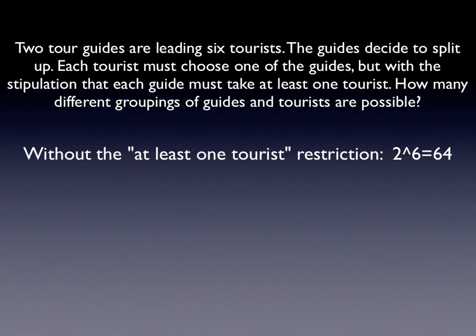Let's see, what's the restriction? The restriction is at least one tourist. If we remove that restriction, each tourist could go to any of the 2 tour guides. So there's 2 choices for each of the tourists, so there's 2 to the 6 choices total, that's 64.